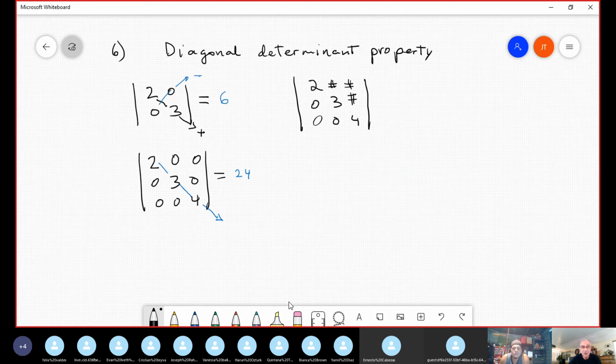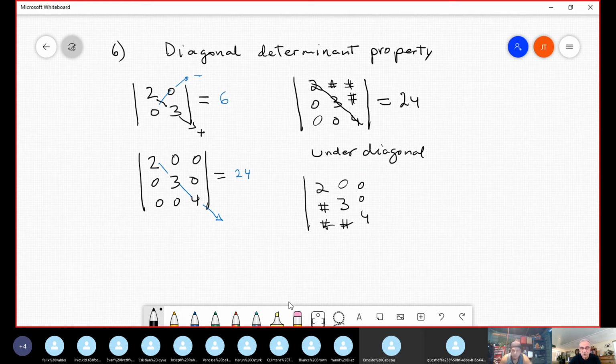This is called an under diagonal. The answer is also 24. I don't care. These numbers do not participate in the game. You multiply the diagonal. Likewise, you have, for example, 2, 3, 4. You have 0 above, and we have arbitrary numbers below. It's the same. And this is an upper diagonal matrix. Upper diagonal, in this case, not a matrix, it's a determinant.